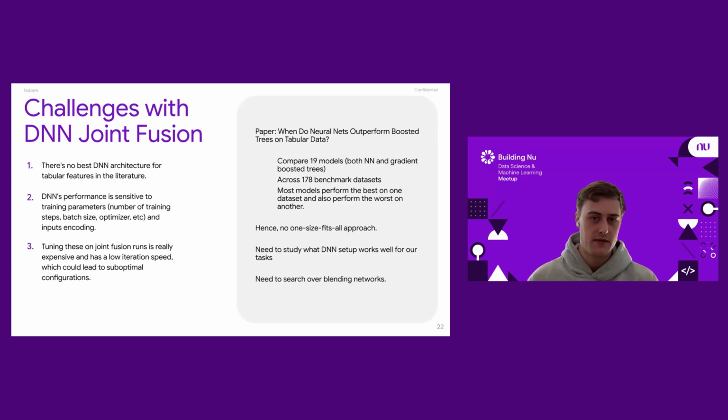So it's not just specific to the neural network models. However, on average across all these tasks, the gradient boosted tree models perform the best. So what this suggests is that there's not going to be a one size fits all approach that works for every problem. We're going to need to study what DNN setup will work well for our tasks. This doesn't mean it's impossible to use DNNs to solve these problems, but it just means we might need to find task-specific configurations, which might at some point involve a search over these different blending networks.